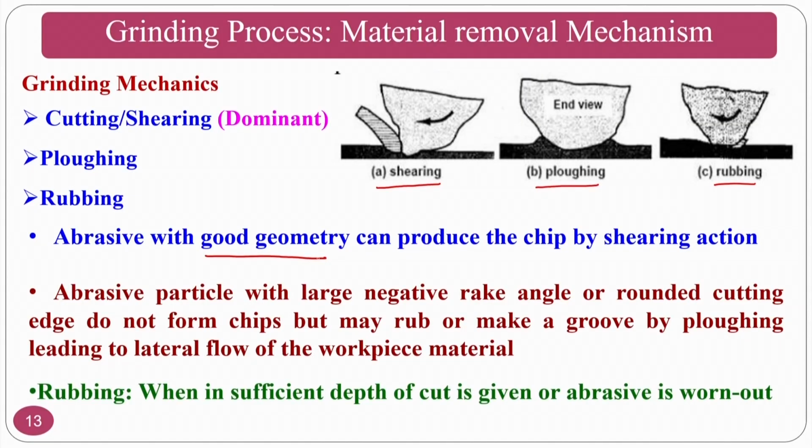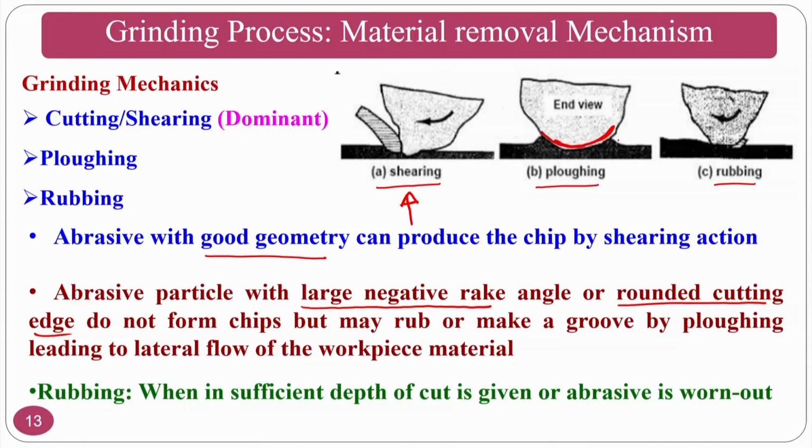The ploughing and rubbing are the two mechanisms which, as manufacturing engineers, we normally do not want. If the abrasive grain has good geometry and proper bonding with the bonding material and other things, it will normally lead to a shearing or cutting action to make a chip. But if the abrasive particle has a large negative rake angle or a rounded cutting edge, like this, then it will have the ploughing action.